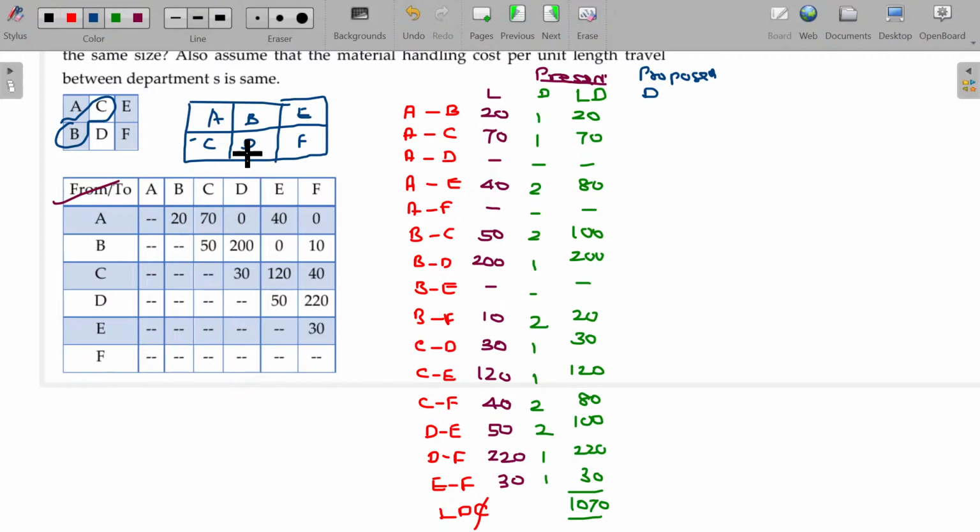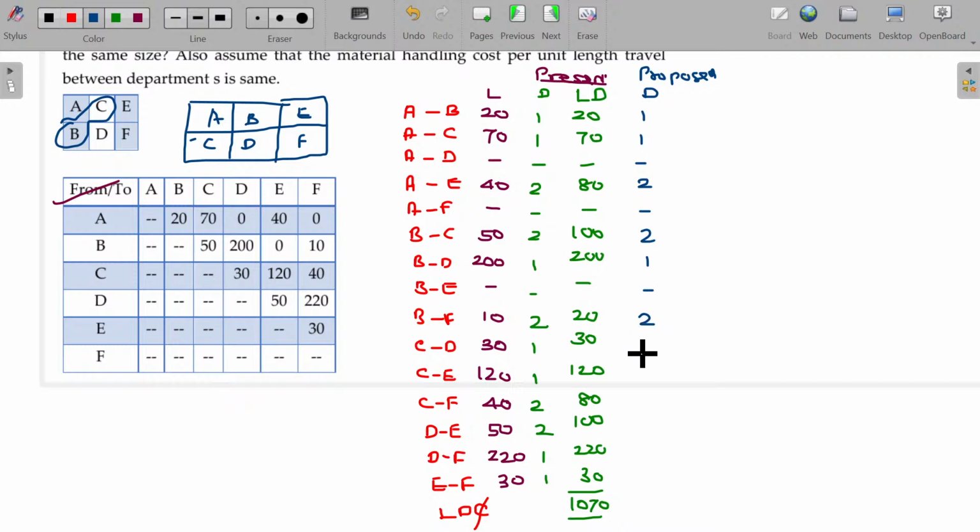Proposed. Tell me, A to B, 1 distance. A to C, 1 distance. A to D, not required. A to E, 2 distance. A to F, not required. B to C, 2 distance. And B to D, 1 distance. And B to E, not required. B to F, 2 distance.